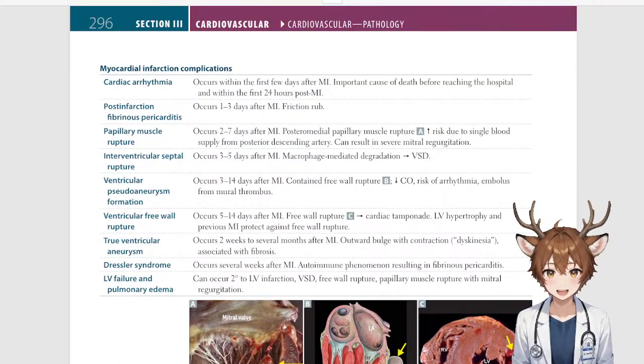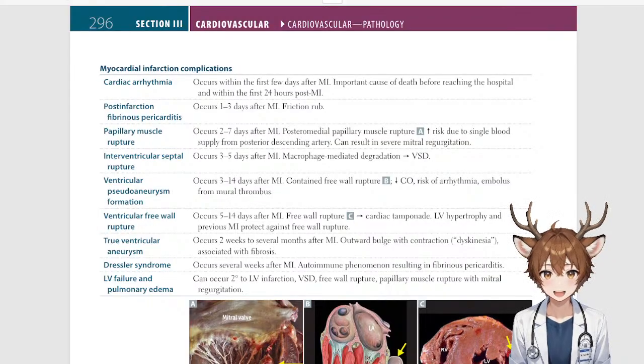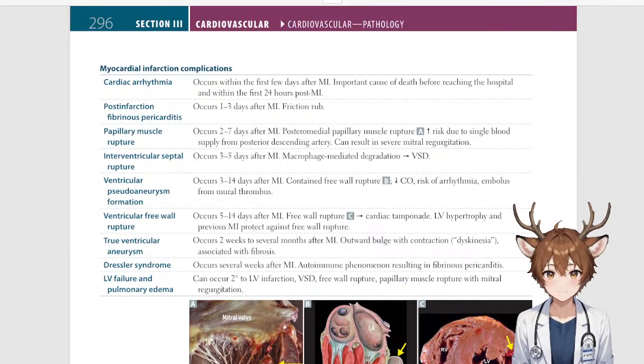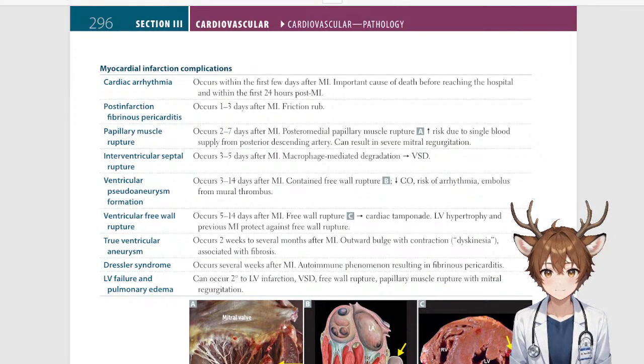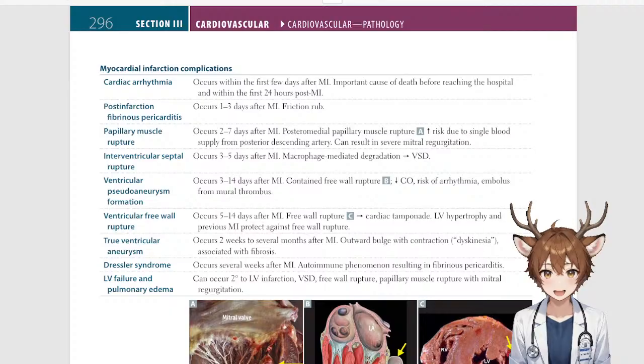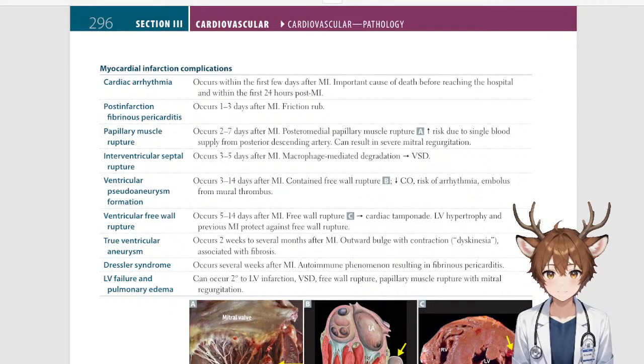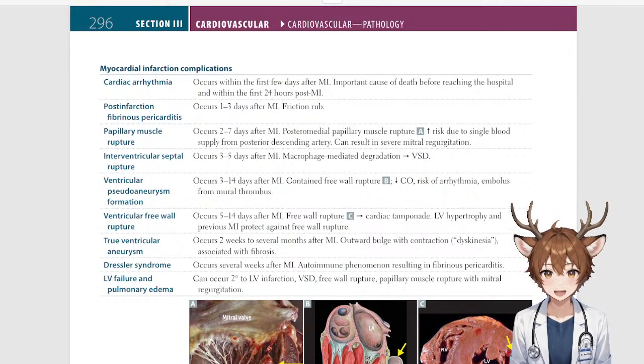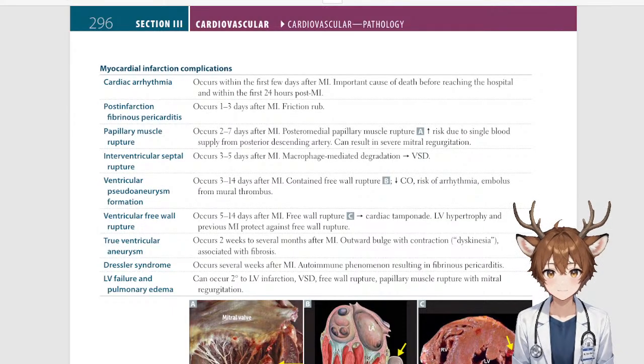So here you go. Here's the myocardial infarction complications. So complication, time frame, findings, notes. First complication, cardiac arrhythmia. It typically happens in the first few days to several months. Findings include supraventricular arrhythmia, ventricular arrhythmia, or a conduction block. Notes: due to myocardial death and scarring, it's an important cause of death before reaching the hospital and within the first 48 hours post-MI.